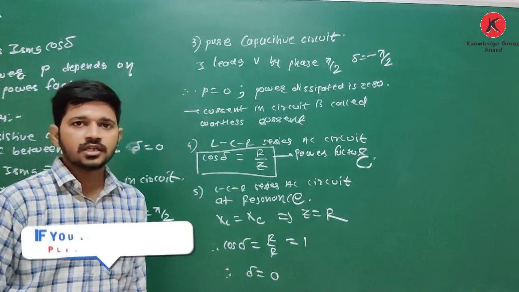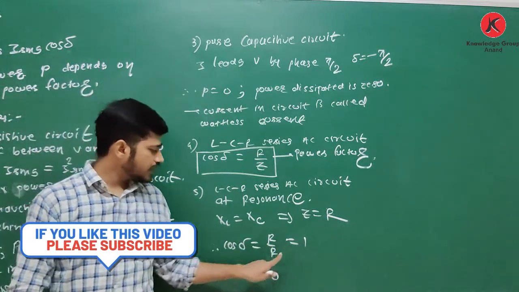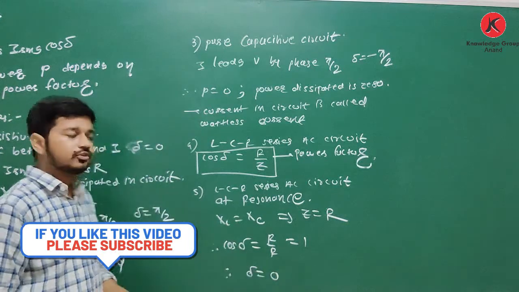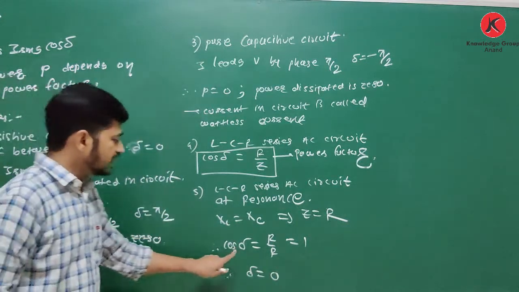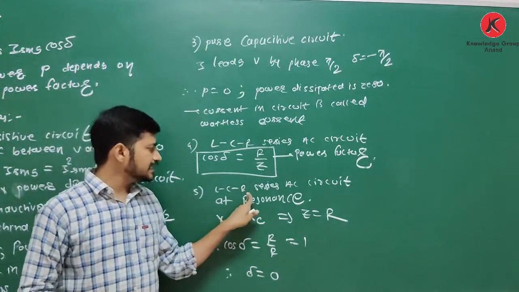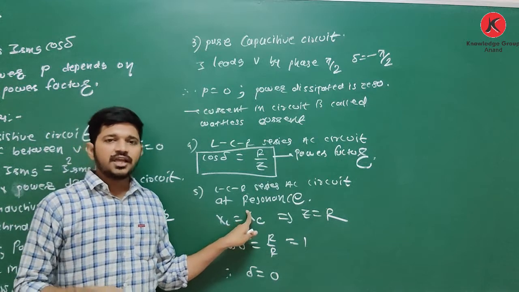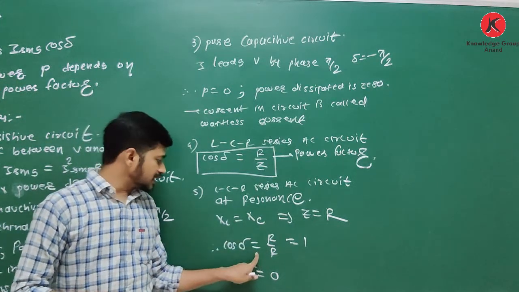Clear about this? Okay, cos del is equal to 1 and therefore del is equal to 0. So see, LCR series AC circuit at resonance behaves as a purely resistive circuit.